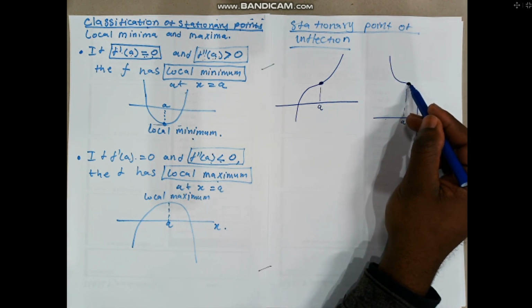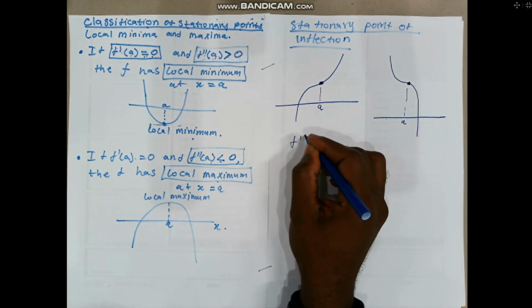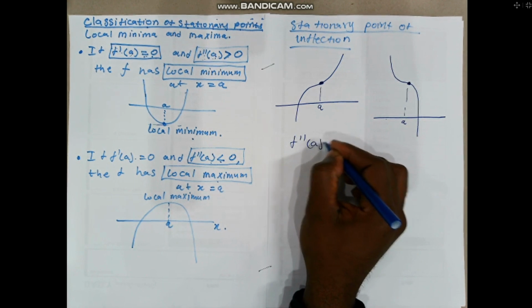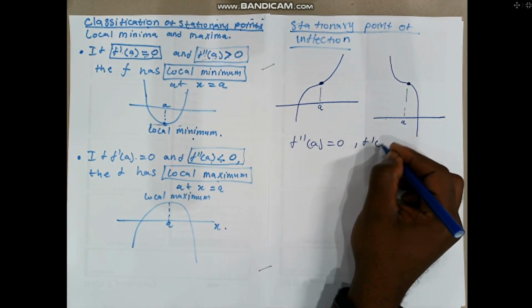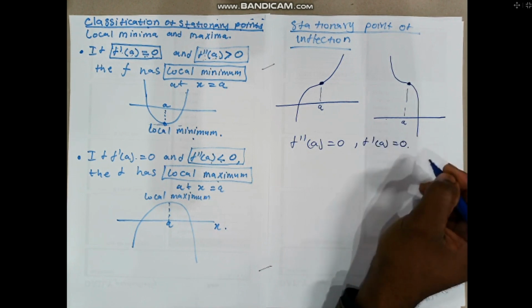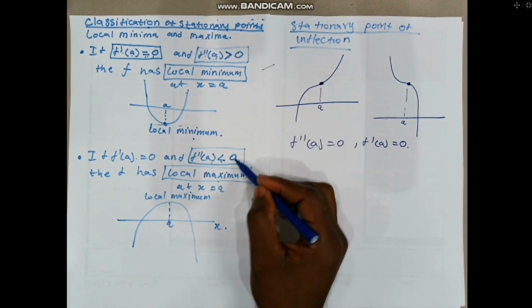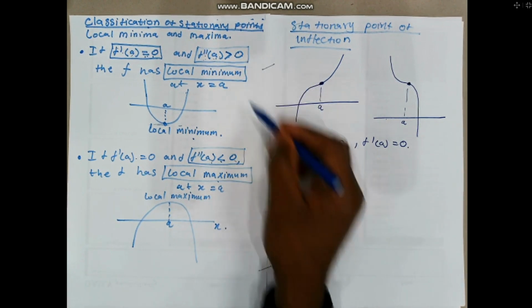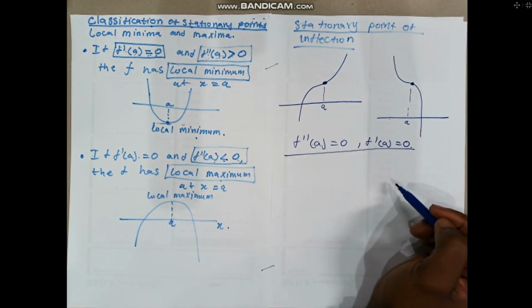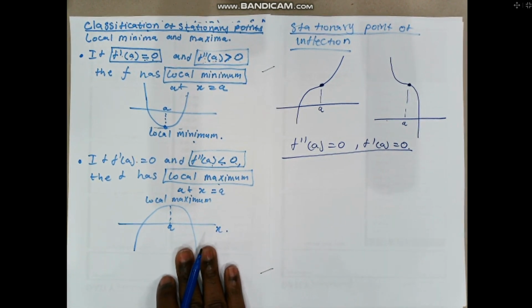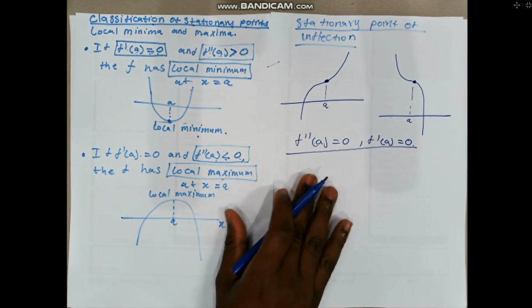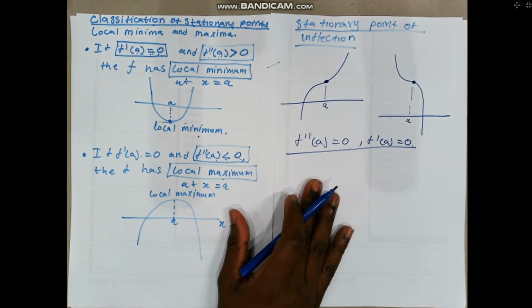Here, it's where f prime of a is equal to 0, and the second derivative of a is also equal to 0. There's no greater than or less than in this one. I hope you see the difference. We're just going to go to the example now, explaining these things.